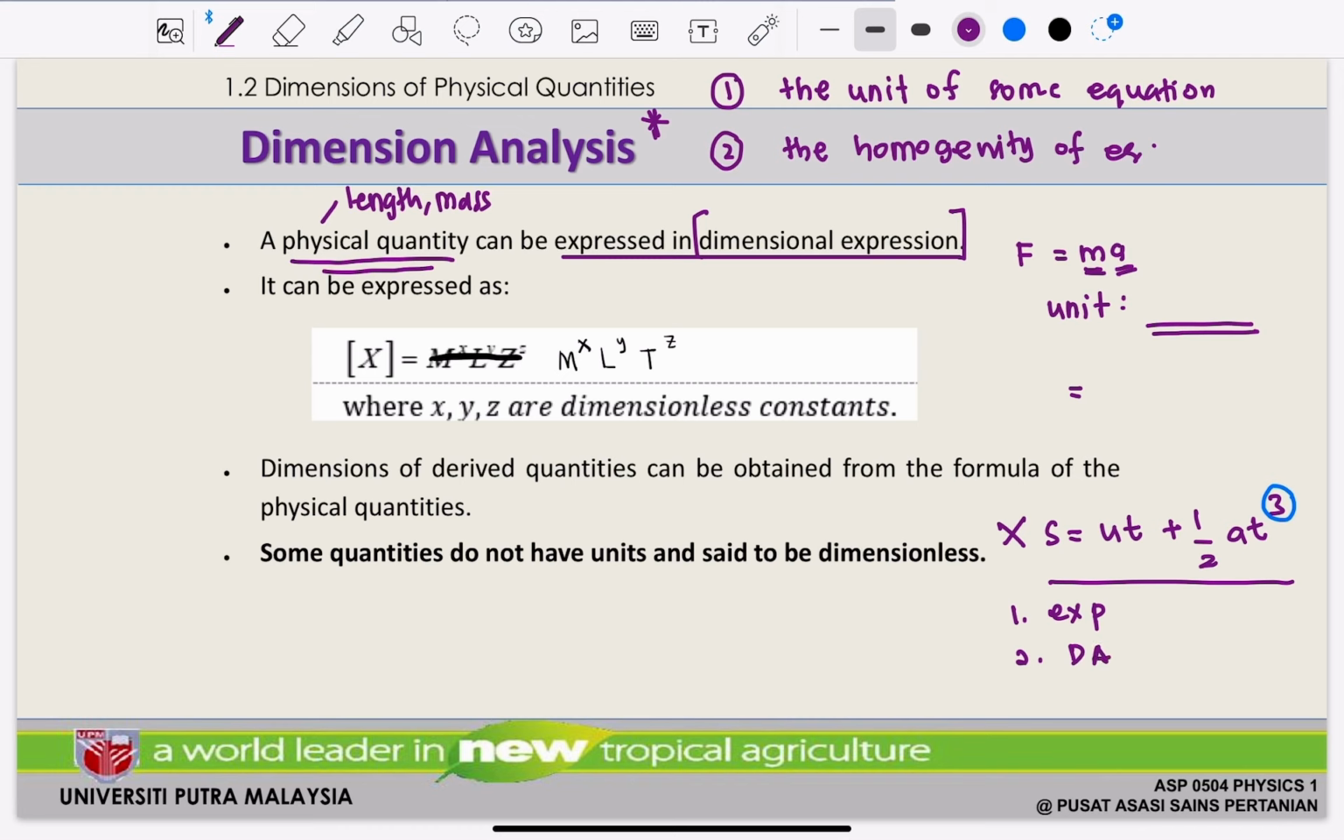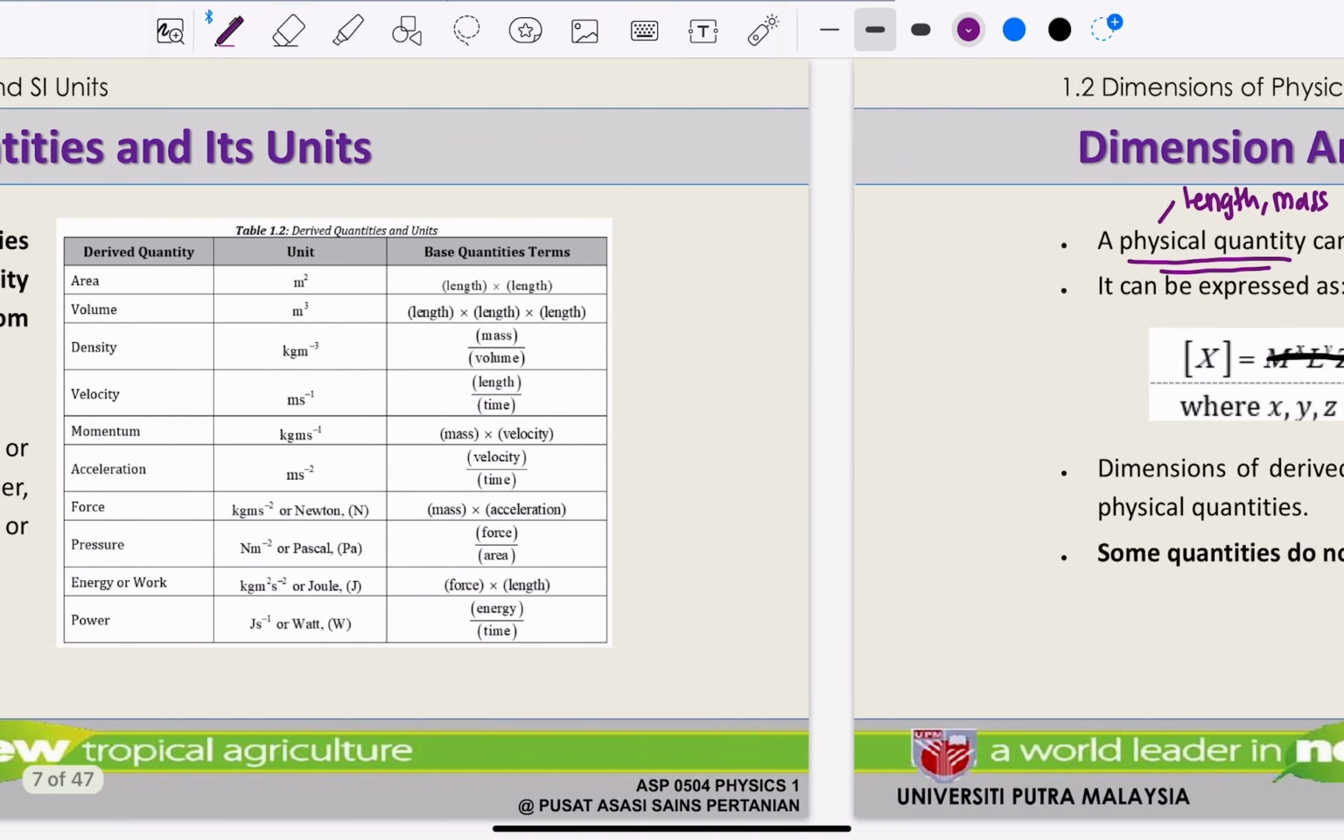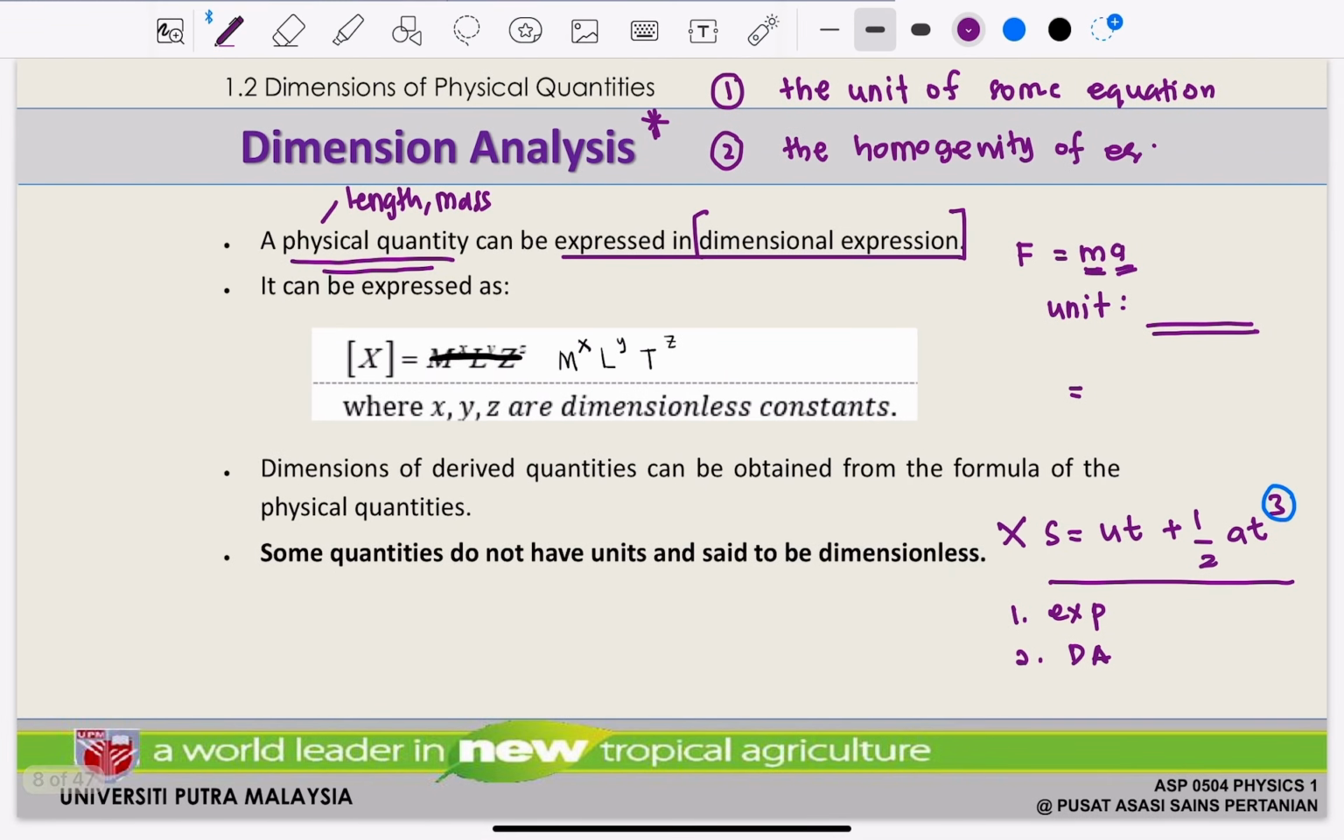Alright. Any physical quantity, this is either we have derived and another one, base quantity kan. So either it is derived or base, we can express it in the term of something like M to the power x, L to the power y, and T to the power of z. So x is a number. Any numbers lah. And this M, L, T is the dimensional expression.